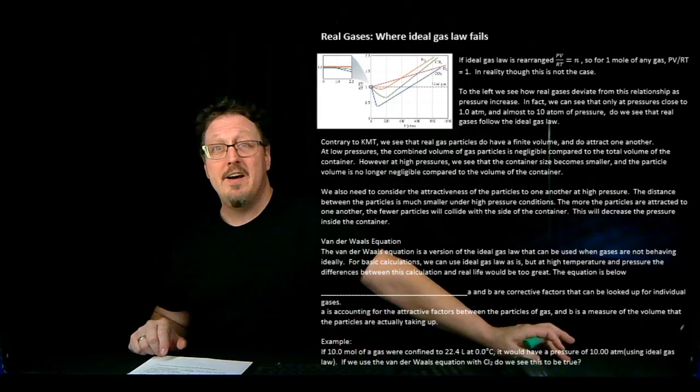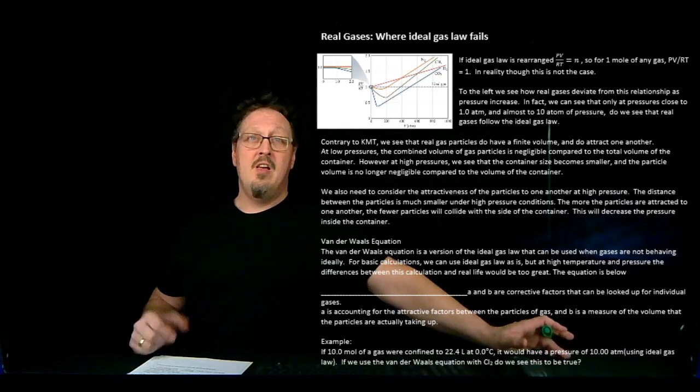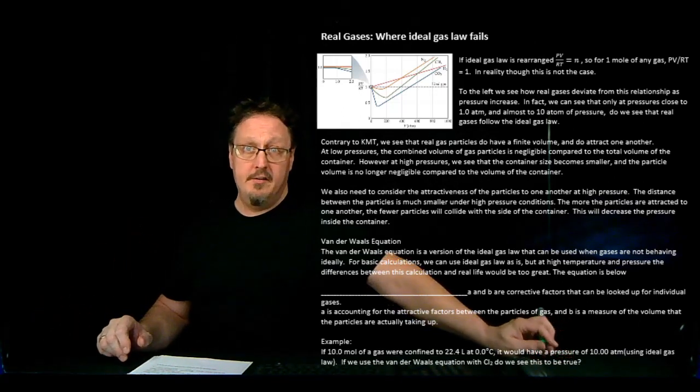All right, this is the last one for gases, so let's get this taken care of so we can move on, right? So now real gases, where the ideal gas law fails.